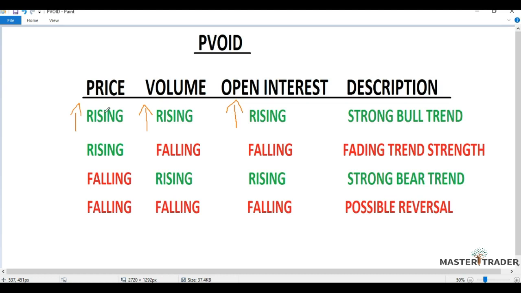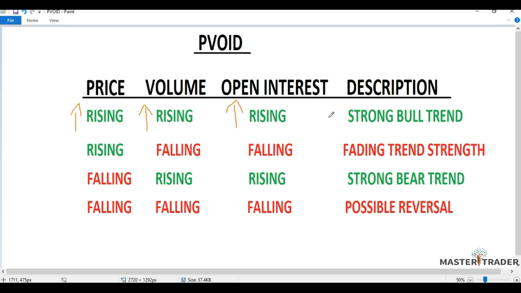price is in a bullish trend. Along with that, volume is also going up, so there's good buying pressure, and along with that, the open interest is also rising. The interest in that contract is also rising. When we have these three things put together, that indicates a strong bull trend. The trend in that particular contract, be it the stock or the index, whichever, is highly bullish.